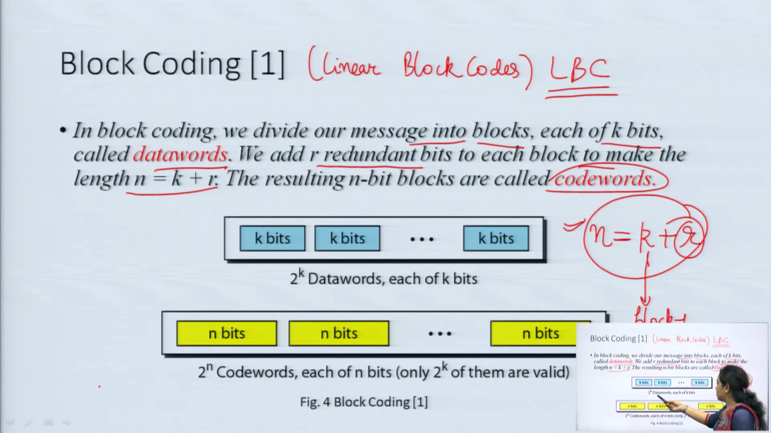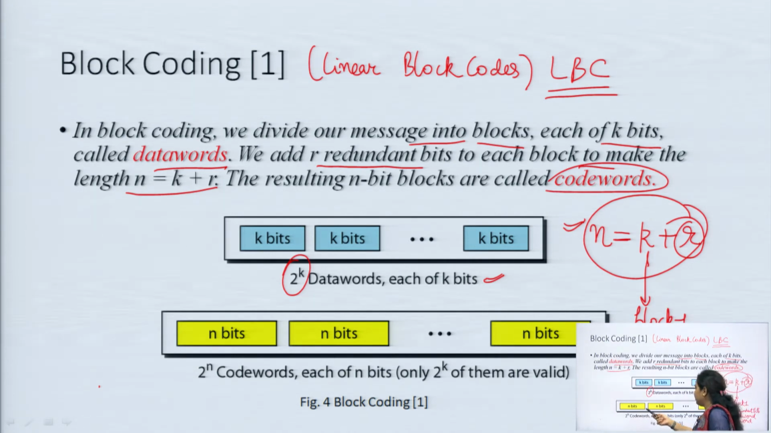Then this is 2 to the power k data words. Each of the k bits are available over here; this is k bits of information you can see. The number of data words that will be possible is given by 2 to the power k in this combination in block coding.